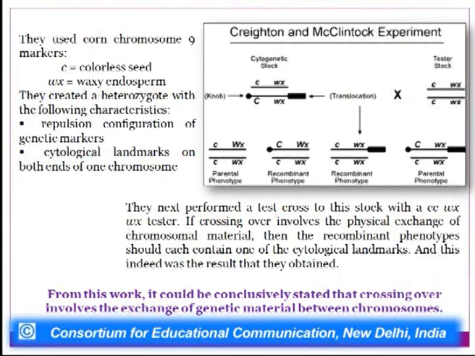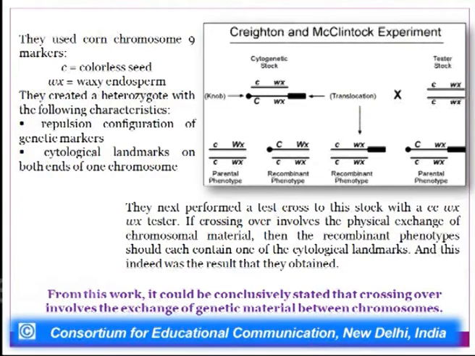So when this was crossed to the tester stock containing the recessive alleles for both the marker genes, the small c WX, these four phenotypes were obtained. There were parental phenotypes and there were recombinant phenotypes. If crossing over involves the physical exchange of chromosomal material, then the recombinant phenotypes should each contain one of the cytological landmarks, and this indeed was the result they obtained. One of the recombinant phenotypes contains the knob and the other contains the translocated WX region.